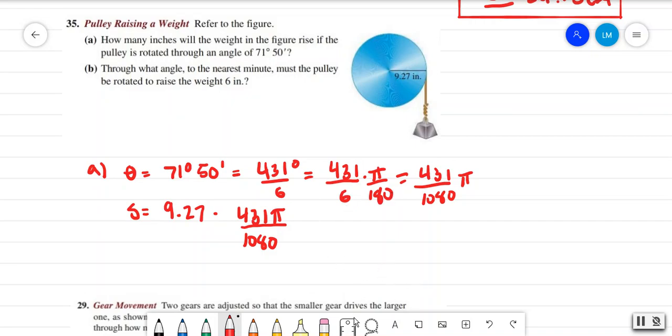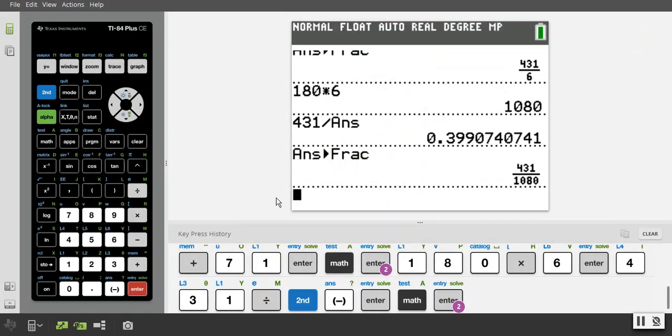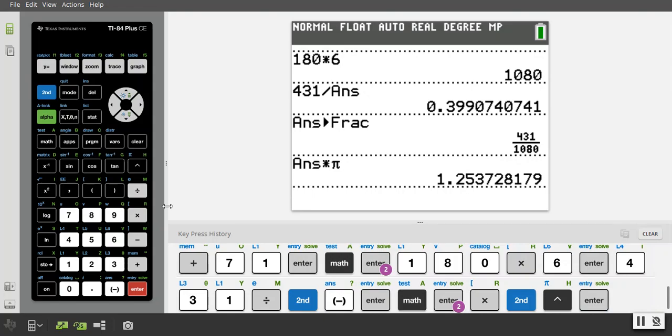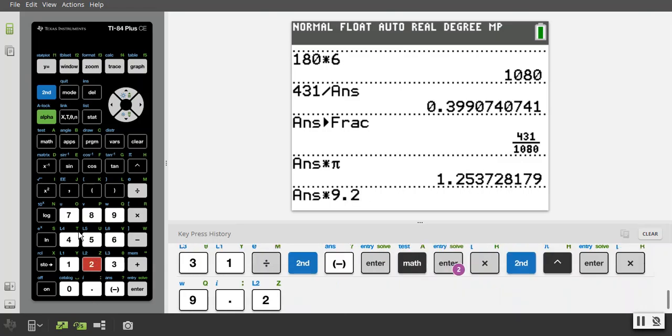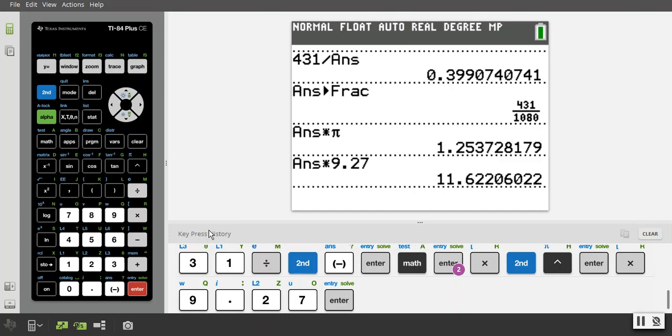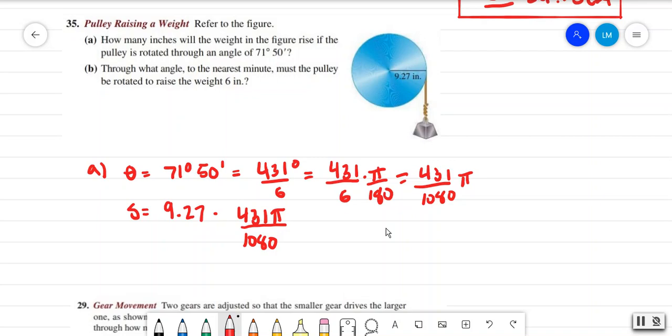So let's go back to the calculator. Now, notice that I already have it stored, so let's just take the pi and multiply it through. Okay, so this is the radian measure, technically. We're going to multiply that by 9.27, and then hit enter. So it looks like this pulley is raised about 11.6 inches.